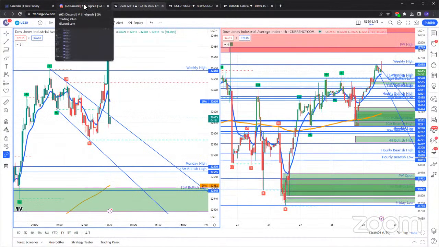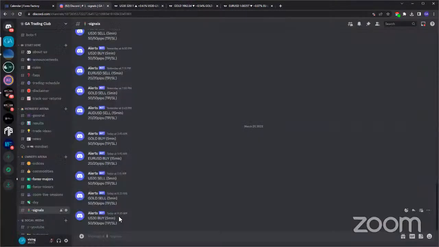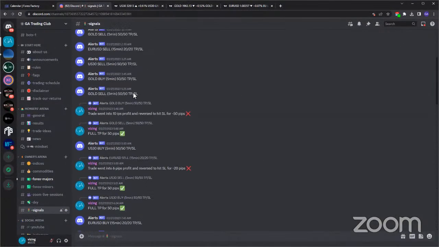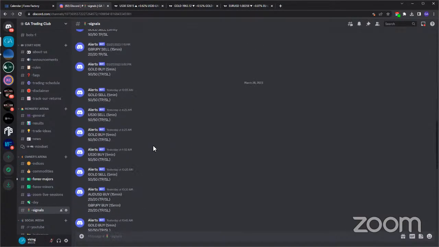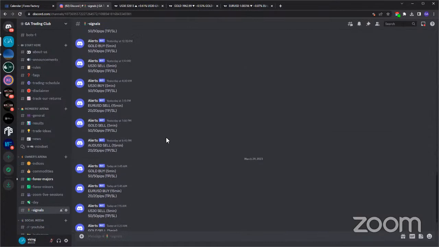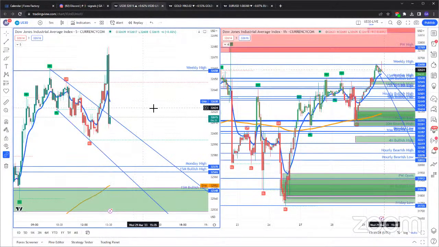We did have some gold signals as well, and EU signals. But I'm not going to be reanalyzing all these signals like I used to when I first released them, because as you can see, we have like 15 signals a day. That's just too much work. So it's upon you guys to follow the strategies to enter those trades for the signals.